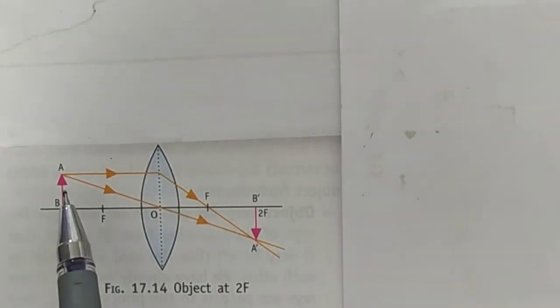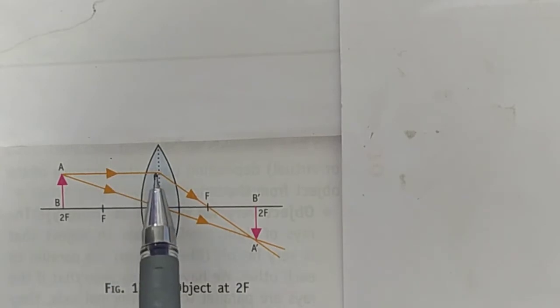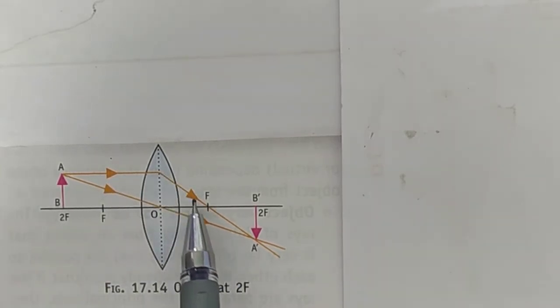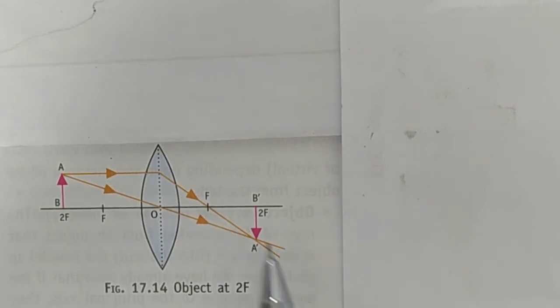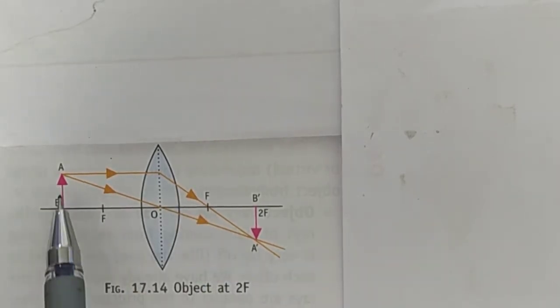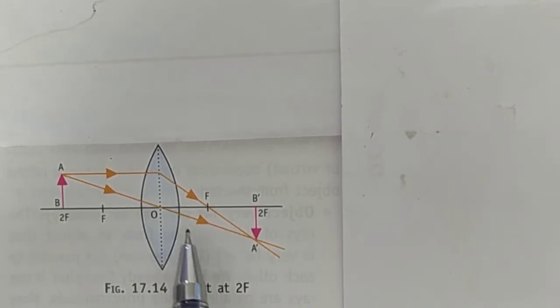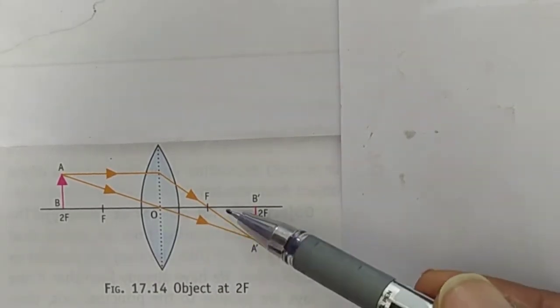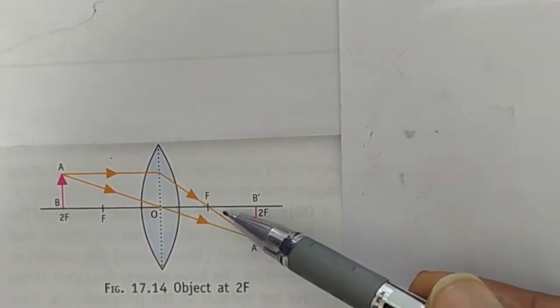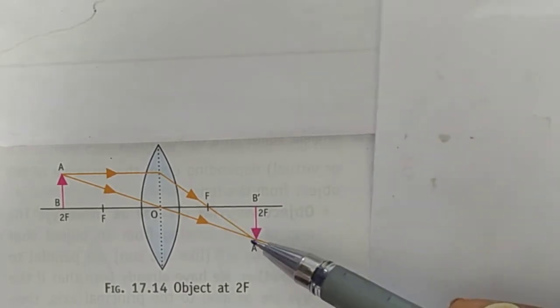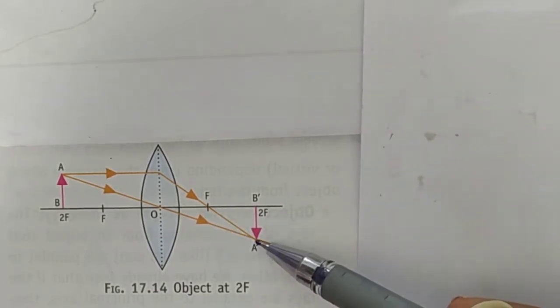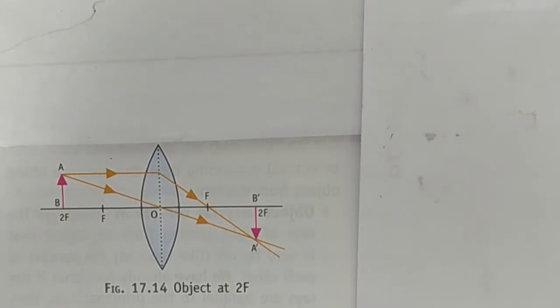Now the first light ray, the light ray which is parallel to the principal axis, after refraction or after passing through the lens, passes through the focus. And coming to the second light ray, the light ray which is passing through the optical center, it is passing without any deviation. Right, these 2 light rays coming from the lens are going to meet at a point. So this is the point where they are going to meet.